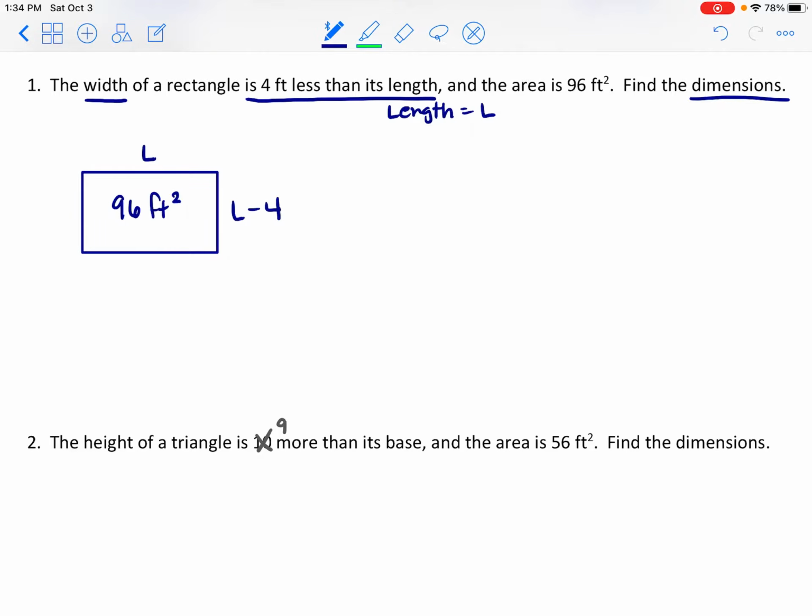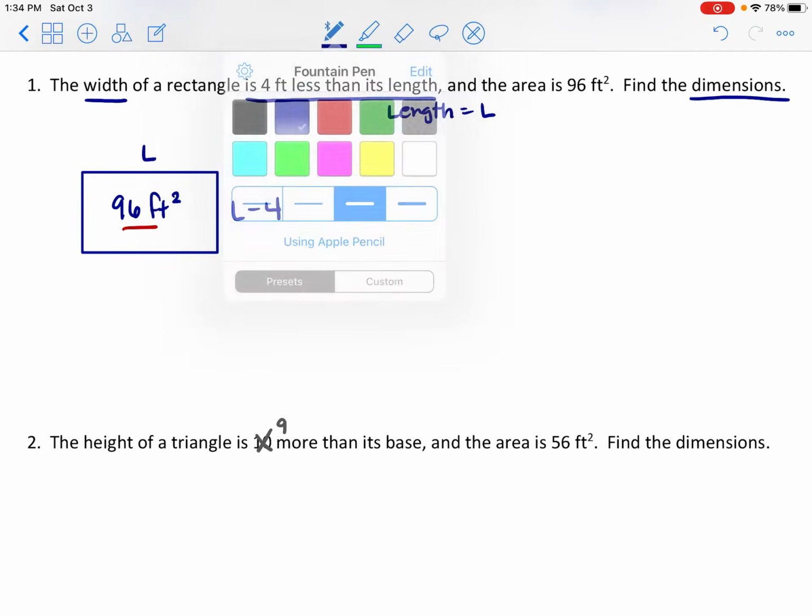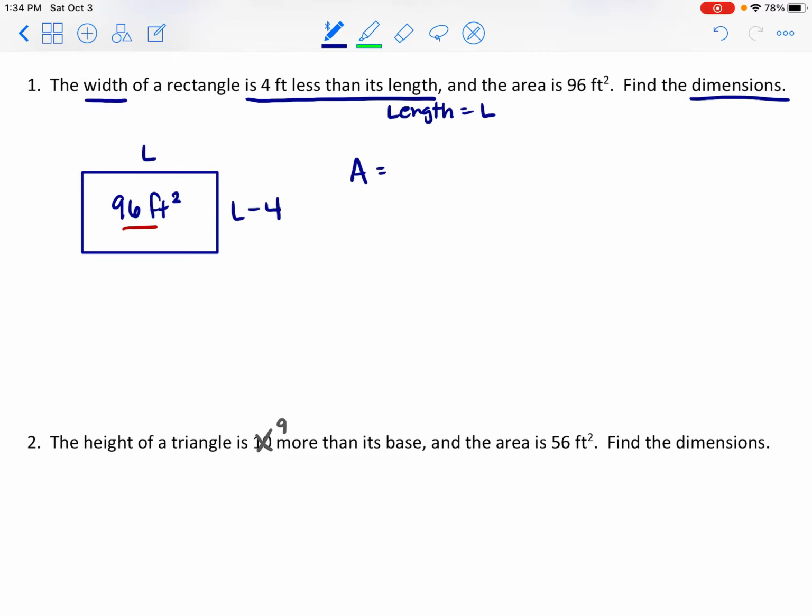Now, how do we make this an equation? Well, we're going to use the area, okay? We know, well, hopefully we remember that the area for a rectangle is length times width. So in this case, the area of 96 is going to equal the length times the width, but the width we said is the length minus 4. And now we have an equation.